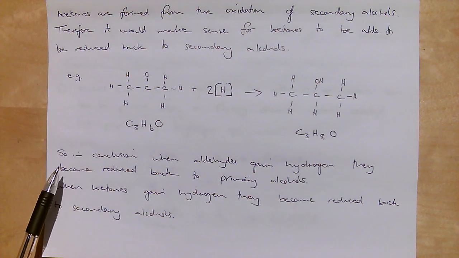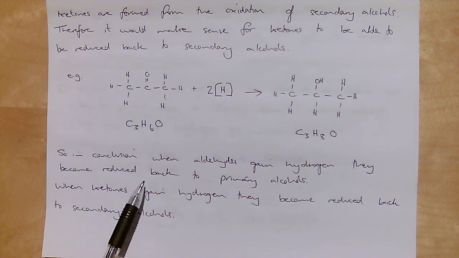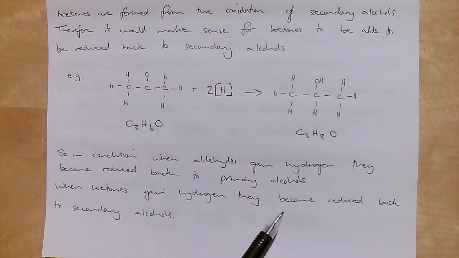Okay, so in conclusion then, when aldehydes gain hydrogen, they become reduced back to primary alcohols, and when ketones gain hydrogen, they become reduced back to secondary alcohols.